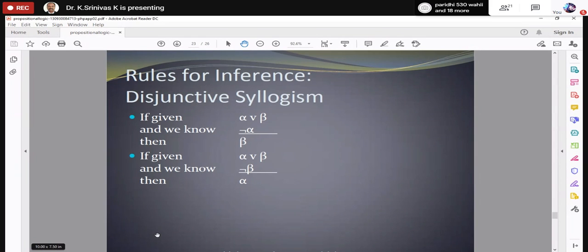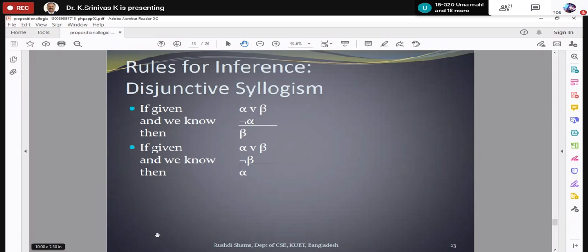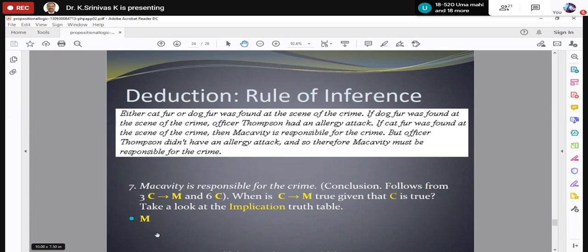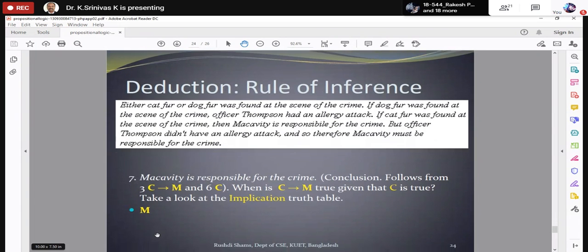So dog and cat are identified with the officer's allergy. If the officer is having an allergy, then it is dog fur. If the officer is not having an allergy, then it is cat fur. So it is called disjunction. Like this, the rules are developed.